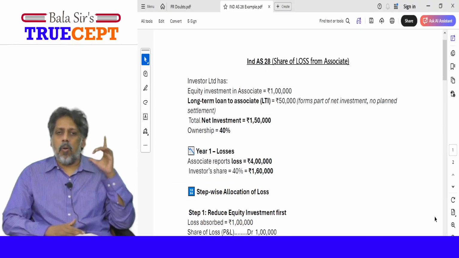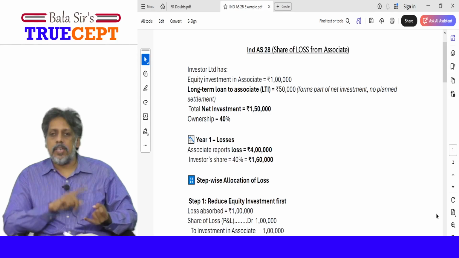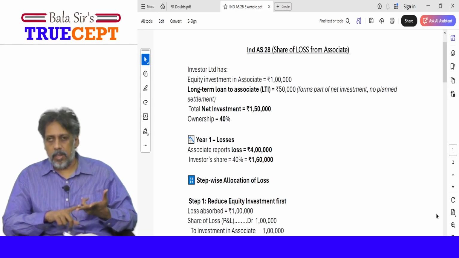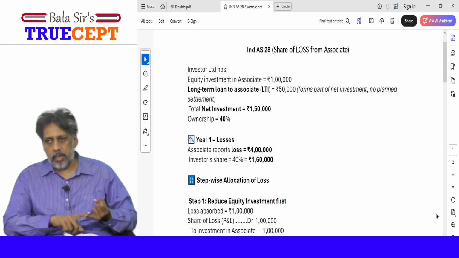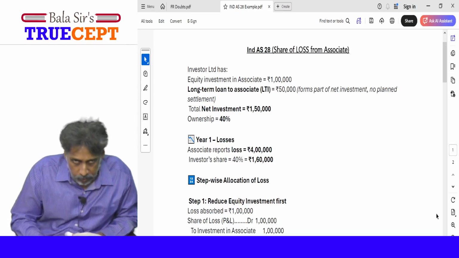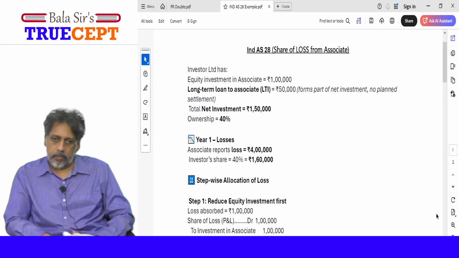Now let us go ahead and take an example to understand para 38 and 39 of IND AS 28 on accounting for investment in associates and joint ventures. Investor Limited has an equity investment in an associate of rupees 1 lakh and a long-term loan to the associate, LTI, of rupees 50,000, which forms part of net investment, with no planned settlement. Therefore, the total net investment is 1,50,000.